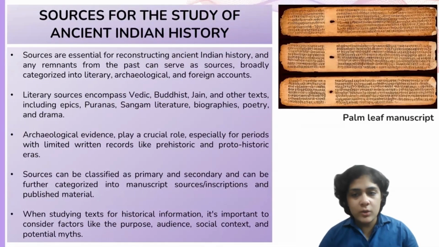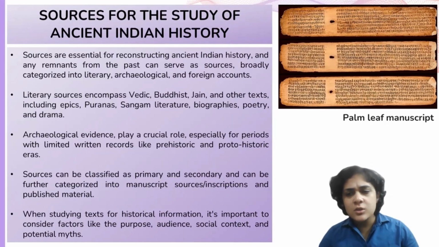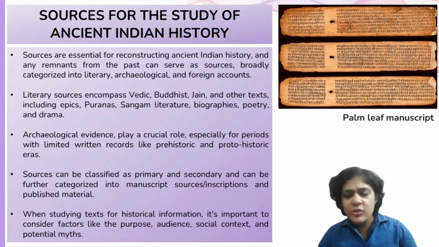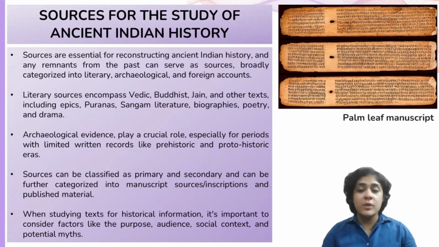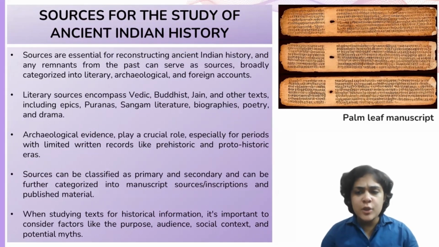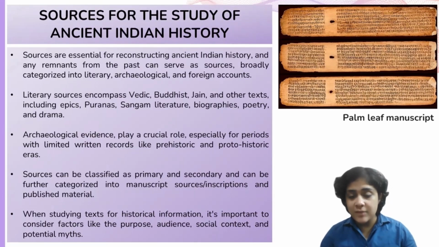Sources play a vital role in reconstructing the past, and remnants from history serve as valuable sources. In ancient Indian history, sources can be broadly categorized into three main types: literary, archaeological, and foreign accounts. Literary sources encompass a wide range, including Vedic, Buddhist, and Jain texts, epics, Puranas, Sangam literature, biographies, poetry, and drama. Archaeological sources consist of epigraphic inscriptions, numismatic evidence, and architectural remnants discovered through archaeological excavations.